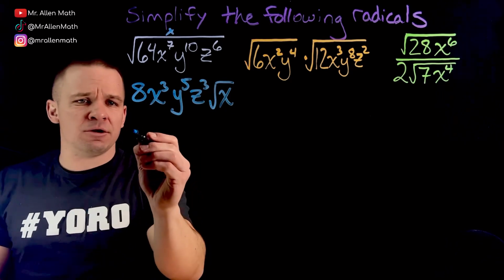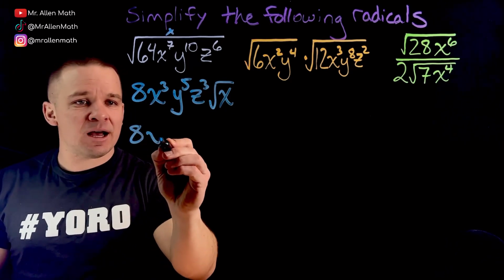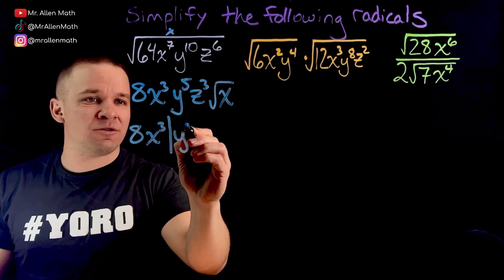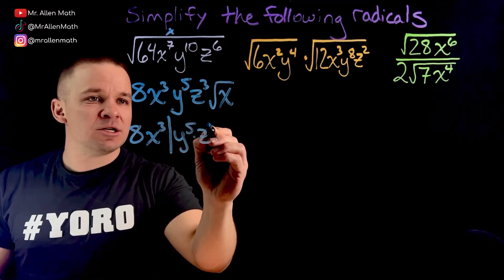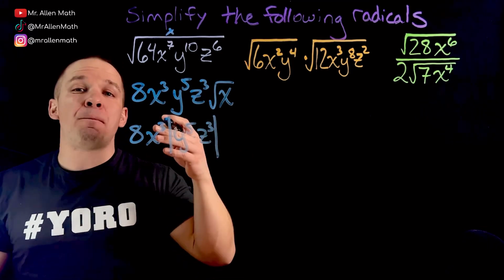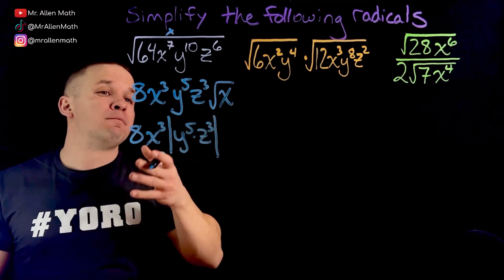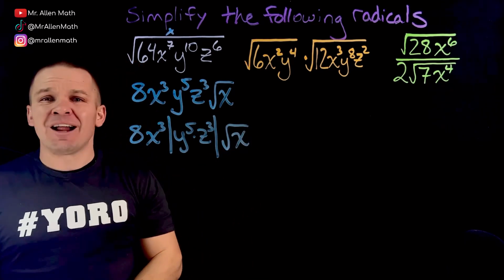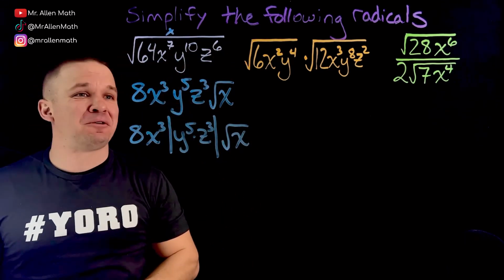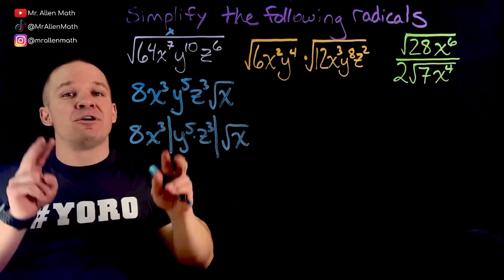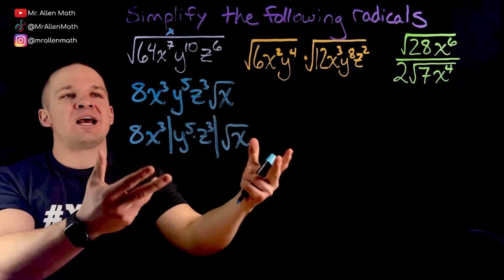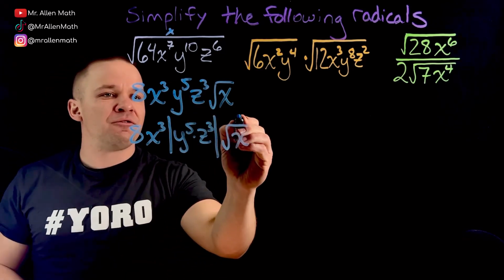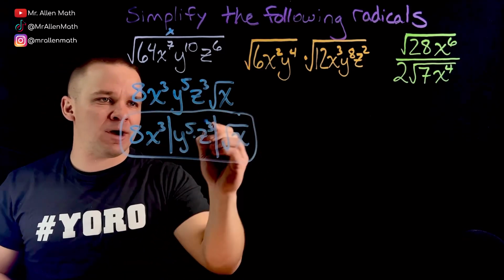So here's what we have to do. All right, so we have 8x to the 3rd. Then we have our absolute value bars for y to the 5th times z to the 3rd. We know that has to be a positive number for both of them. And then we will have the square root of x. All right. That looks terrible. Does not look simplified, right? But that is the process of simplifying a radical. We take what we can out of it and leave the other stuff behind. All right. Final answer on that bad boy right there.